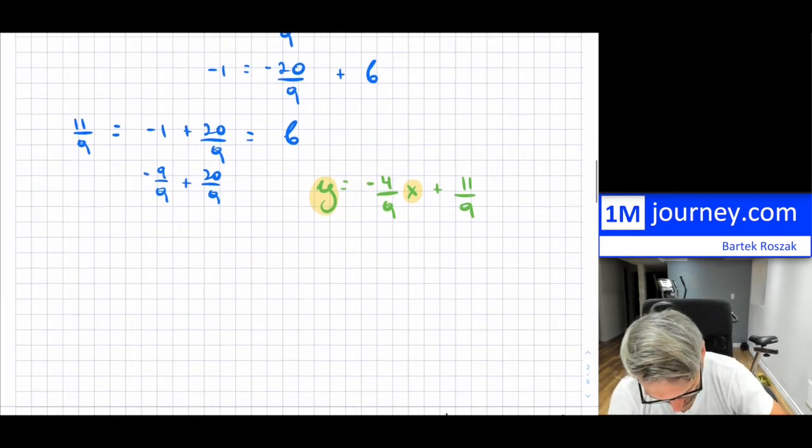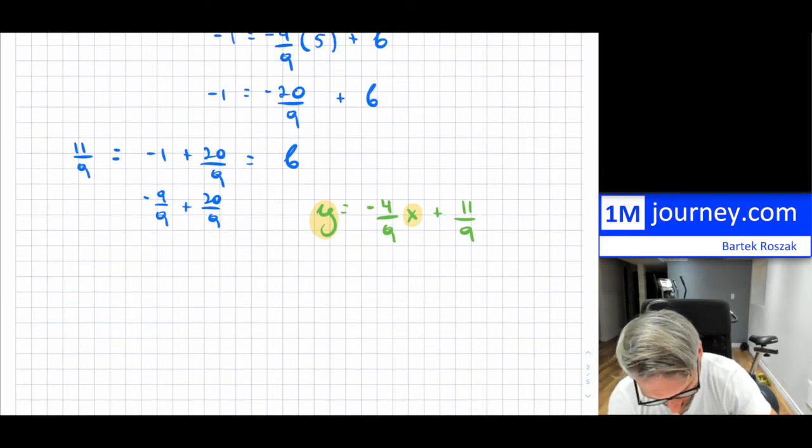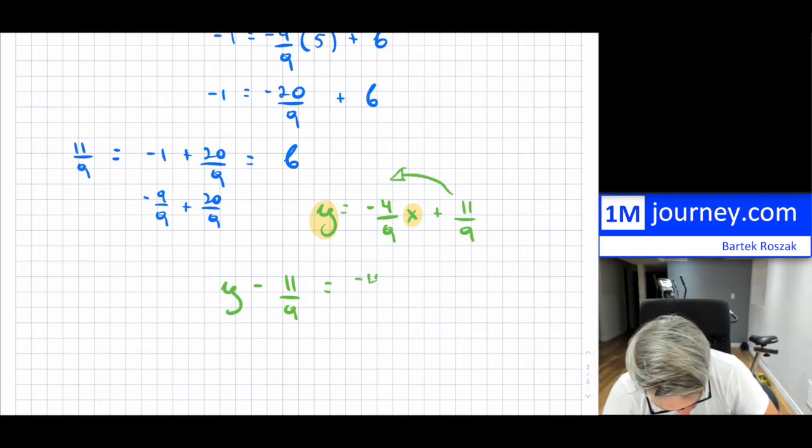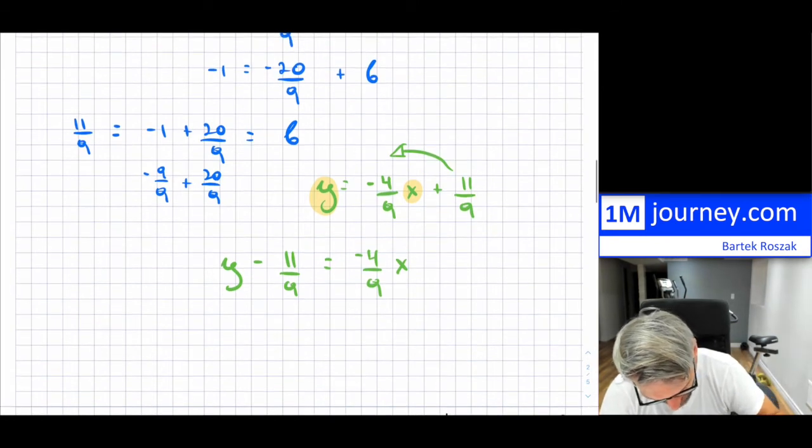So in here, what I'm going to do is realign this and solve for y. I'm going to bring this over, so 11 over 9, and the other term I'm going to bring over to the other side. It's going to be negative 4 over 9x. Okay, and now I can multiply.